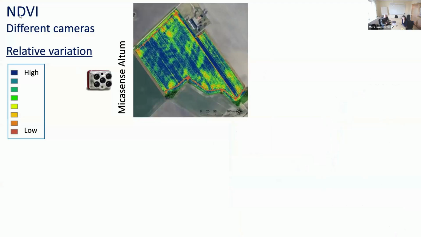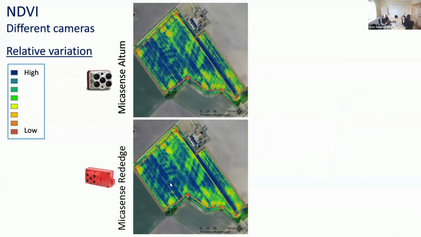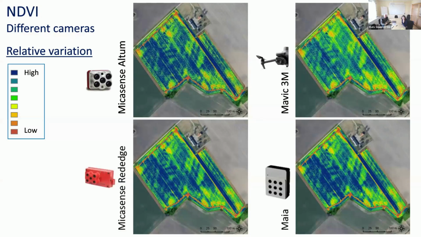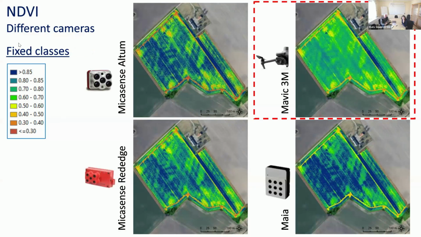If we look at the NDVI index from different cameras over this field, the Altum camera looked like this. Blue is high and the brownish is low. If we look at the MicaSense Red Edge, you can see that it's extremely similar, which is nice. We hope that it shall be sort of similar when we fly with these good cameras. And actually all the cameras produce something that, by the eye, is very similar. And that is nice.